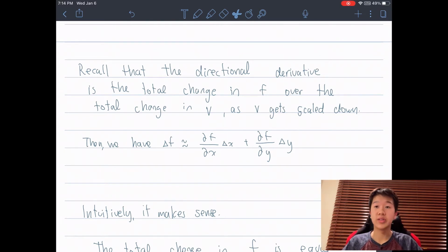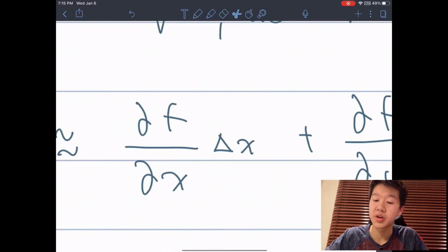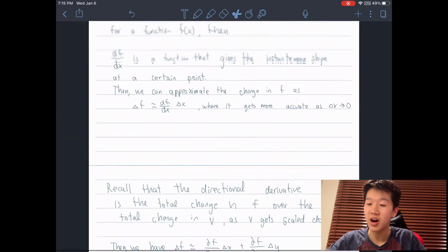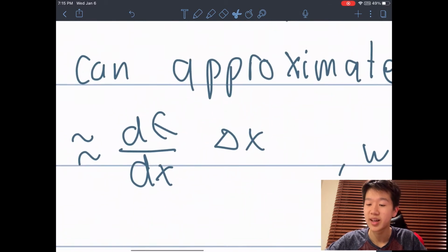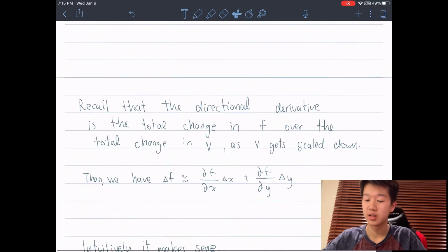So we're also going to do the same thing we did with single variables, and we're going to approximate the change in f. So we have that the change in f is approximately equal to del f over del x times delta x plus del f over del y times delta y. And I want you to notice a very important fact. This expression looks awfully similar to this. It's kind of like a copy pasta of it. But instead of putting df over dx, we have del f over del x since it's a multivariable function.